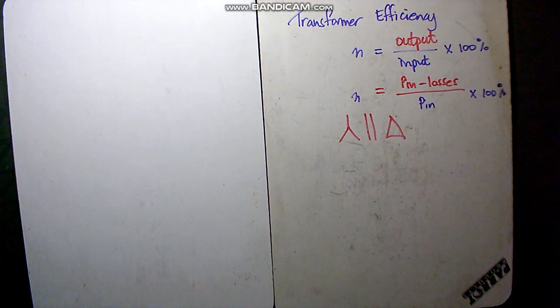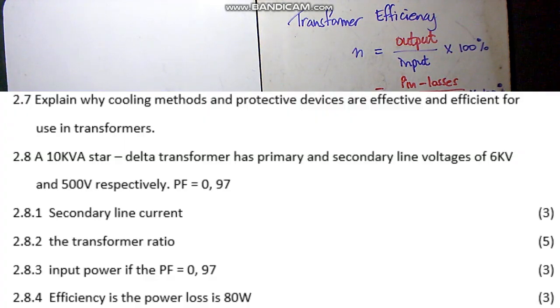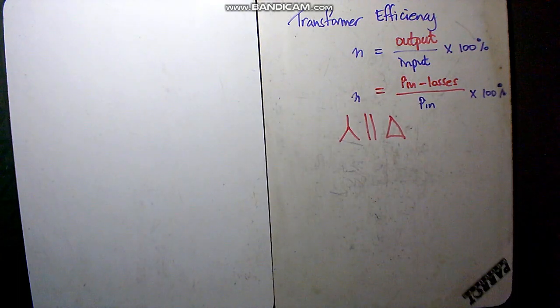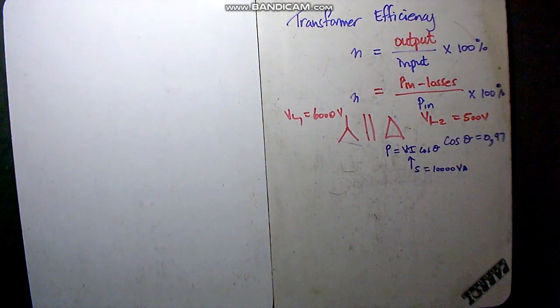2.8, the question reads, a 10 kilovolt amp star delta transformer has primary and secondary line voltages of 6 kilovolts and 500 volts respectively. So the word respectively means the one that comes first, use it first. And so the first, primary line voltage would be 6,000 volts. So the first step is to draw our transformer and put in all the values. They also tell us that the power factor is 0.96. Our apparent power, which is S, is 10,000 volt amps, 10 kilovolt amps.